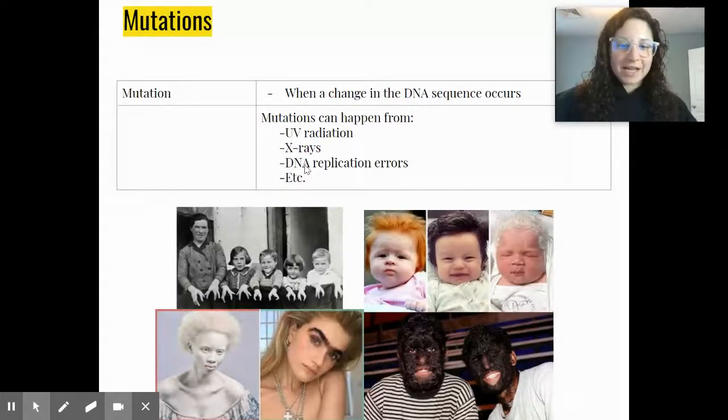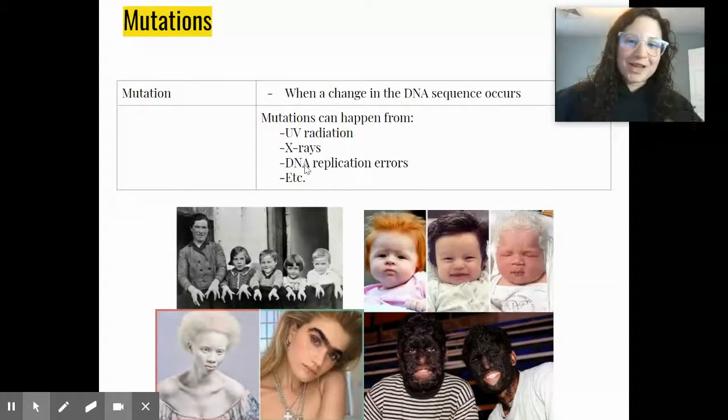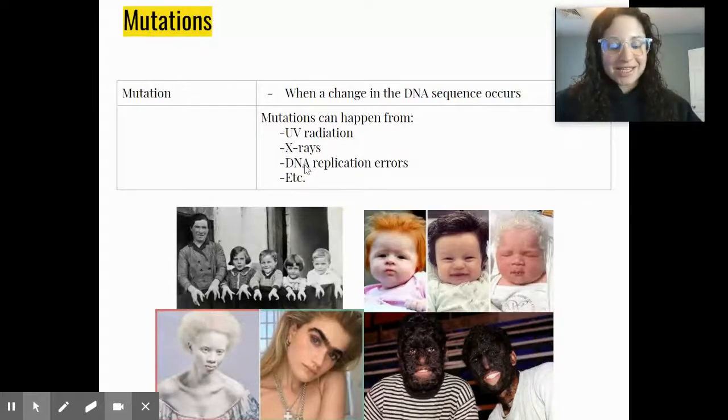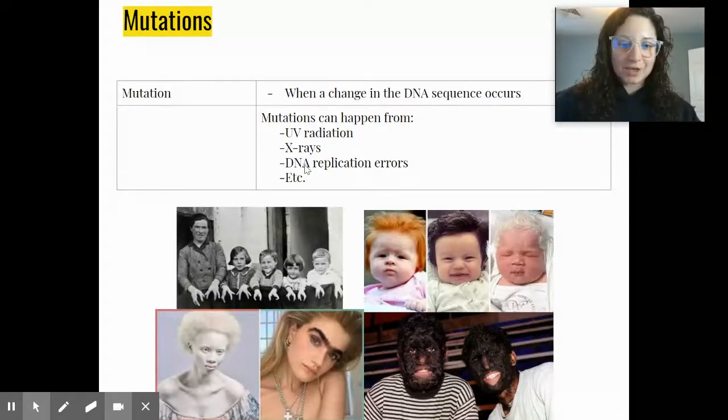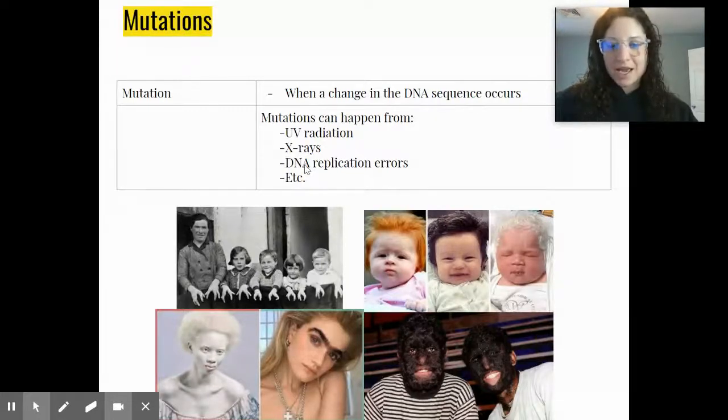Remember, every single time you need a new cell made, you need to make a new copy of DNA. Nobody's perfect, and your DNA replication machinery, DNA polymerase, is not perfect either. So sometimes, every so often, a mutation occurs during the replication process. If this happens while you are making a gamete cell, so meiosis, an egg cell or a sperm cell, and that error occurs in the replication process, that's when you can pass on this mutated allele to your offspring.